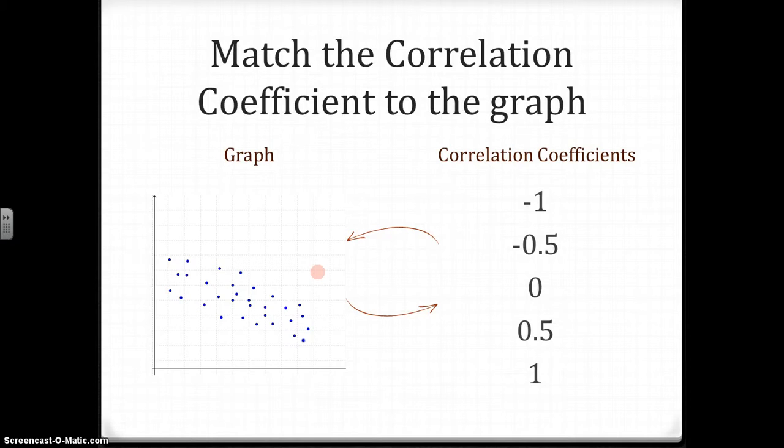All right, this one, we have negative 0.5. If you look, it looks like it's kind of going down. It's not really close together, so we're estimating in between negative 1 and 0.